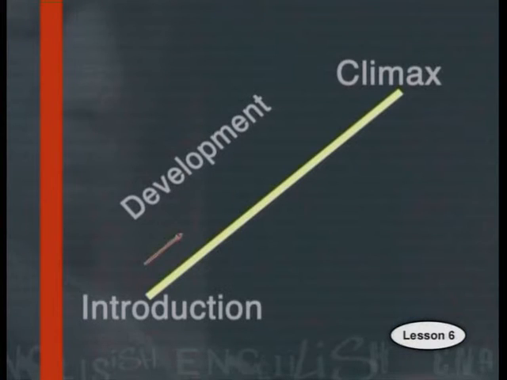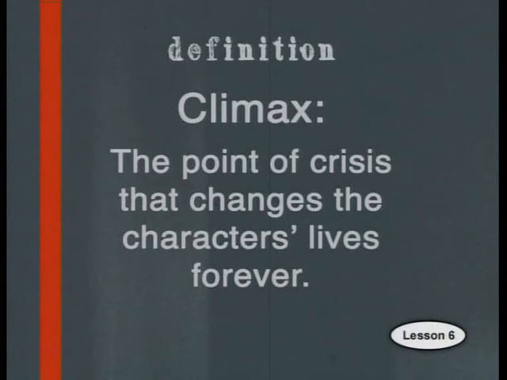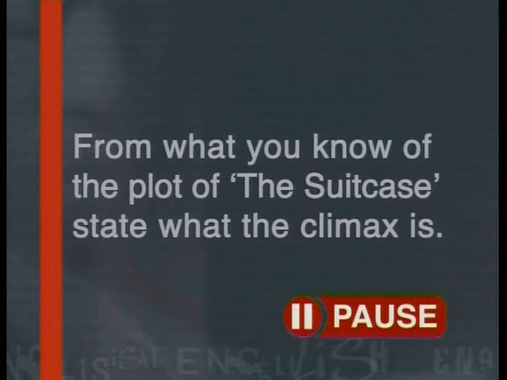He desperately wants to get back to the state of equilibrium he and Namhla shared when they arrived in Durban, and he's prepared to take a chance to achieve this. So, this is the point in the play when the climax happens. The climax is the point of crisis that changes the characters' lives forever. From what you know of the plot of The Suitcase, can you state what the climax is?